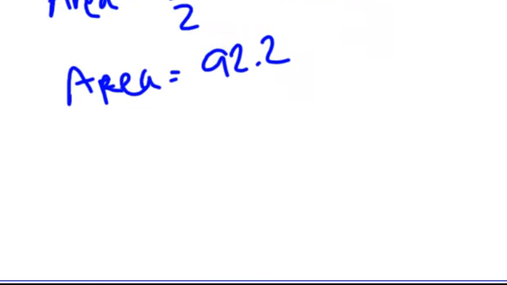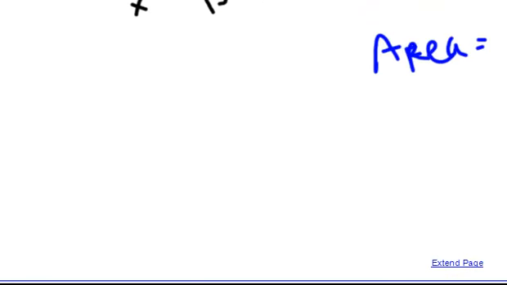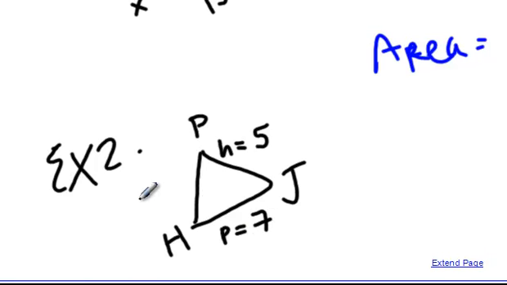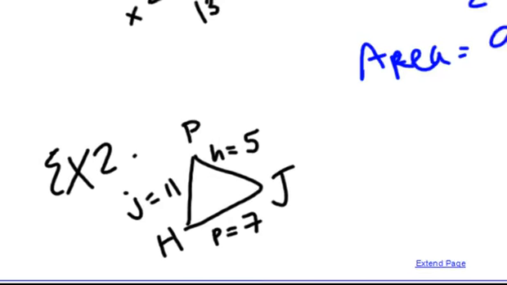One more example and then we'll be done with this video. I want you to find the area of HPJ, if H is 5, P is 7, and J is 11. Now, notice we don't have an angle measurement, so you have to use the law of cosines.